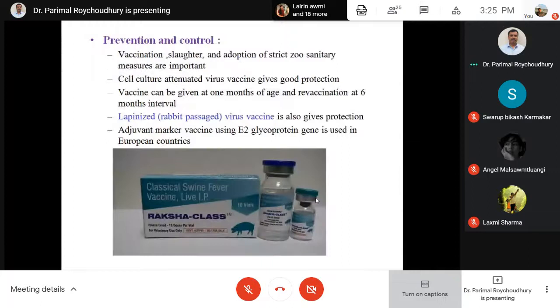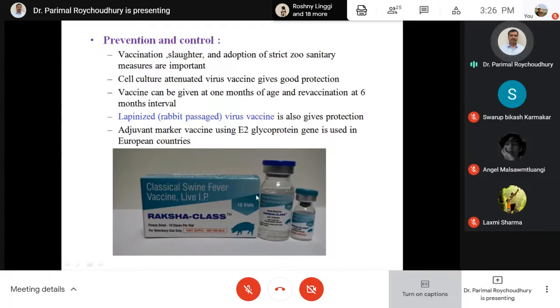Okay. Now coming to prevention and control, for quite a long period we have been looking for vaccines, and for many, many years in our country we depended on the lapinized rabbit passage virus vaccines, which are of very, very poor quality, because of which the disease was rampant. Even after vaccination, these lapinized or rabbit passage vaccines, of course live attenuated vaccines, cannot give any protection. Very recently, last year, a new live attenuated vaccine became available in the market.